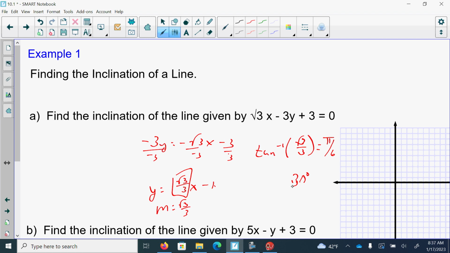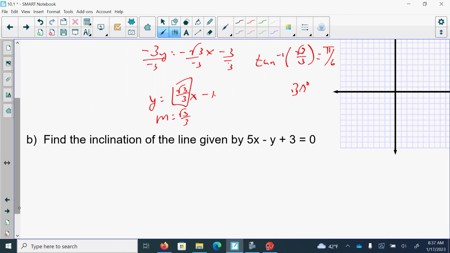But I should know that from my unit circle. Then I would get the 30 degrees. All right. Find the inclination of a line given by 5x minus y plus 3. So I'm going to put the y on the other side and leave everything else here. So here I can see that my slope is 5.